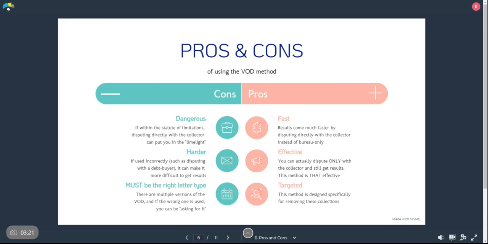okay? Now, even though we do have some cons, and there's actually quite a few more, we do have some pros, right? It's faster. Results come faster by disputing directly with the collector instead of the bureaus only. It's effective. You can actually dispute only with the collector and still get results. It's literally that effective. Targeted. This method is designed specifically for removing these collections, okay?